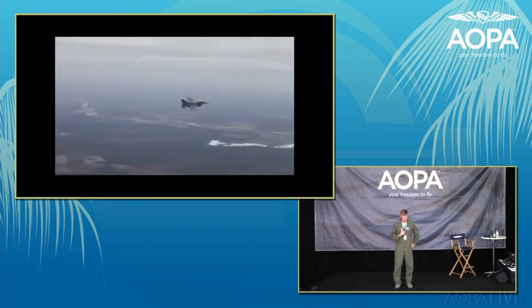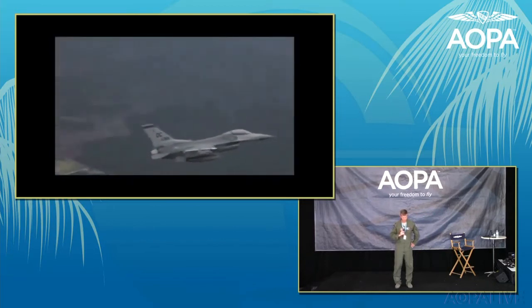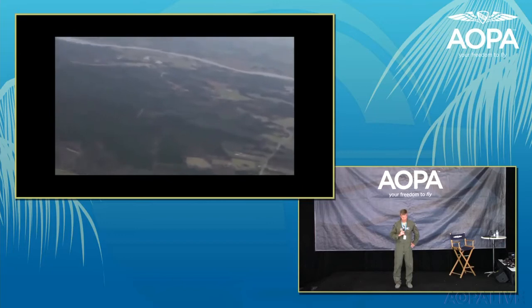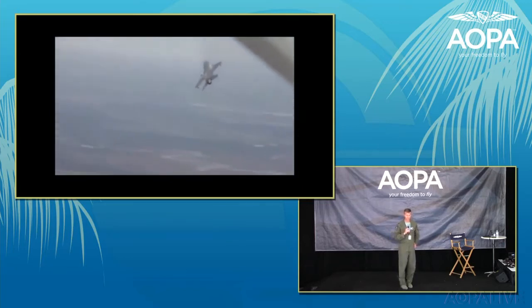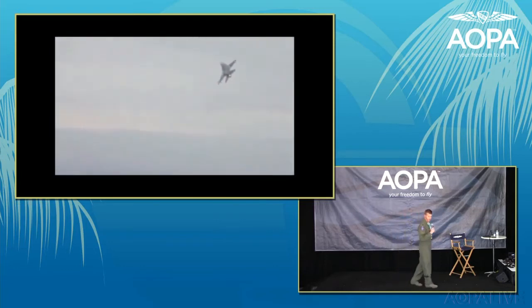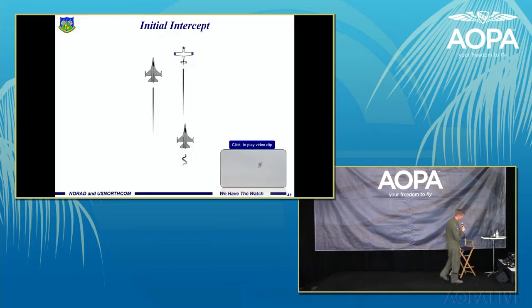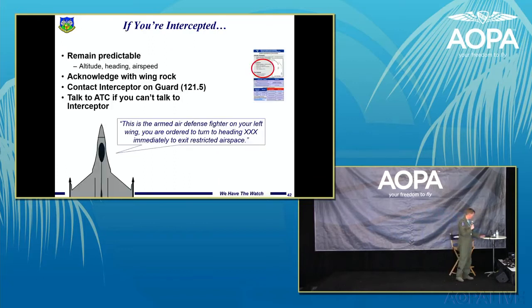Rocking his wings. Hopefully you're looking outside. And what does that turn mean? What do you think he's wanting you to do? Absolutely. Yep. So he'll wing rock to get your attention, and he'll turn in the direction that he'll need you to go, and he'll expect you to follow him right there.